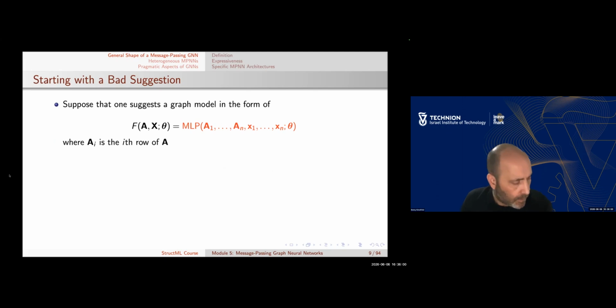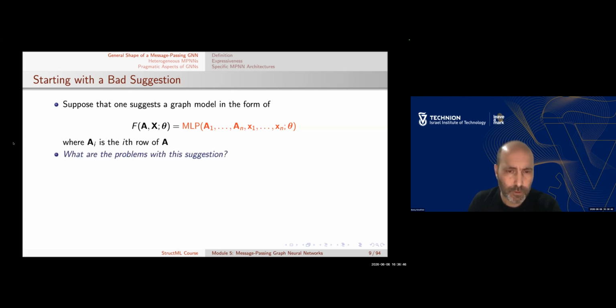So what is the problem here? What is the issue of coming up with a graph model? Suppose that one says, something not really well defined, let it be an MLP receiving the rows of A and the feature vectors of the nodes, A1 to AN and X1 to XN, and the parameters, and that will be some MLP on top of this concatenation of many vectors.